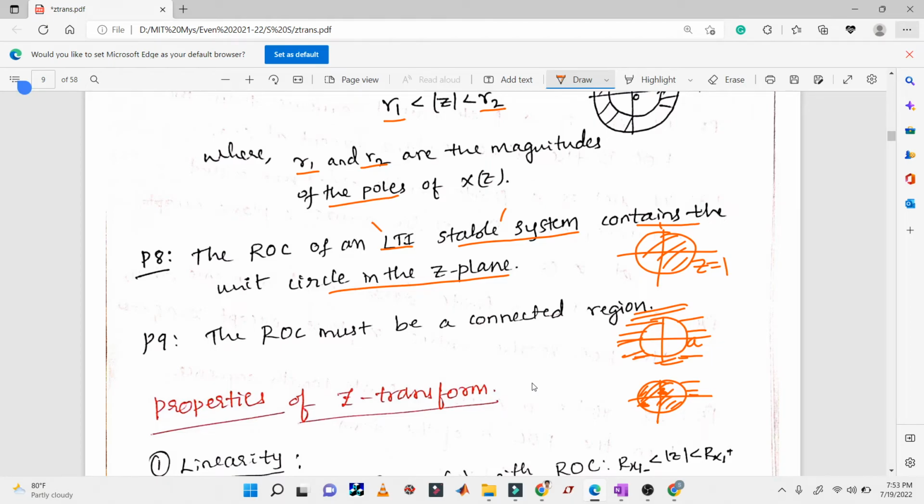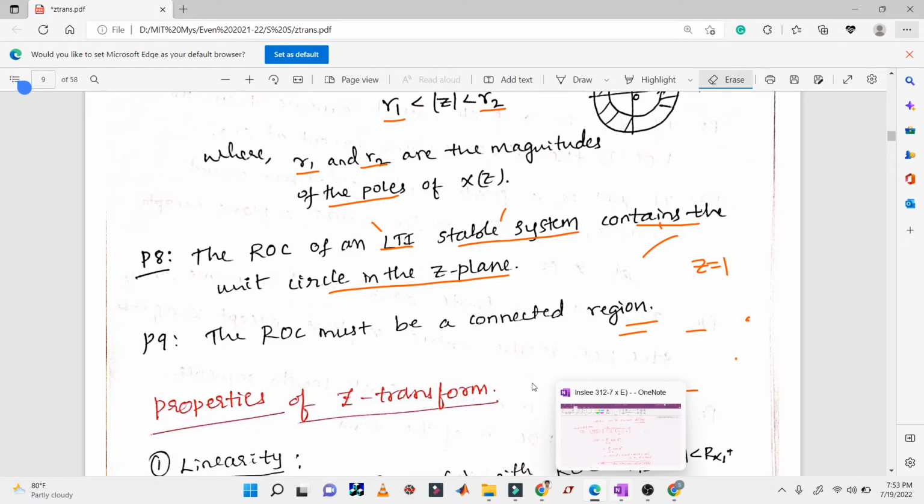Correct? So it is completely connected, whereas it is not discrete. Somewhere here some ROC is there, somewhere here some ROC is there. It is not like that. Okay, it is a connected region. Region of convergence is a connected region. Is that clear? I hope you understood the properties of ROC.